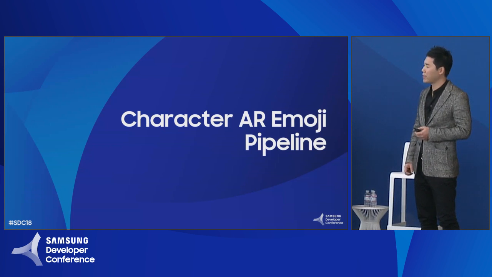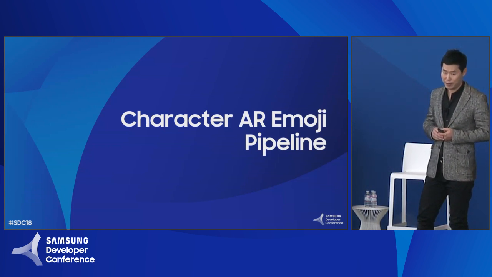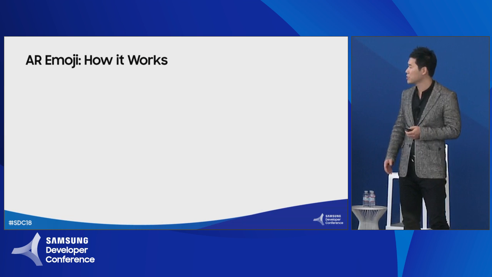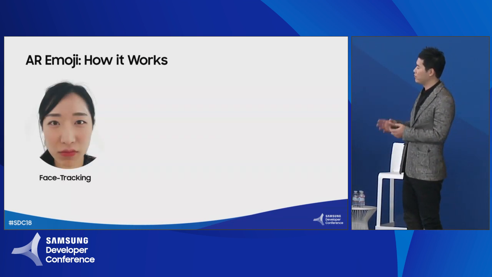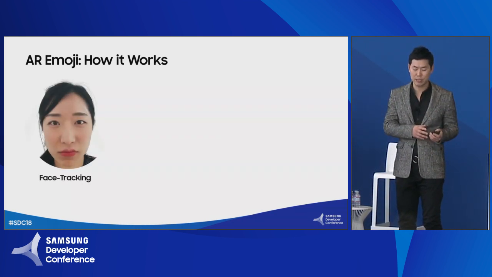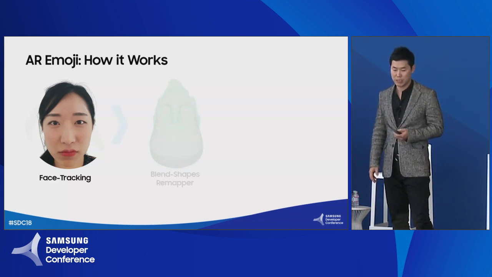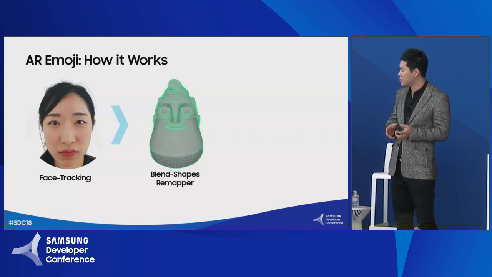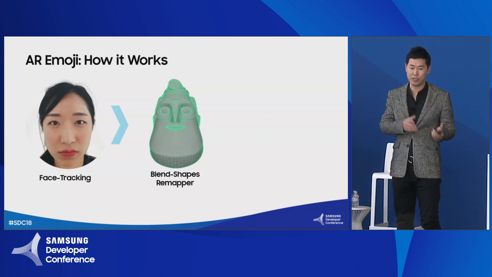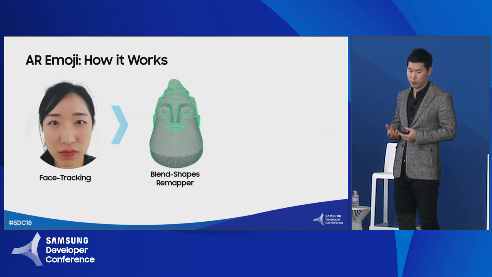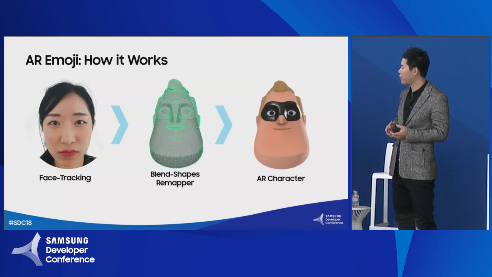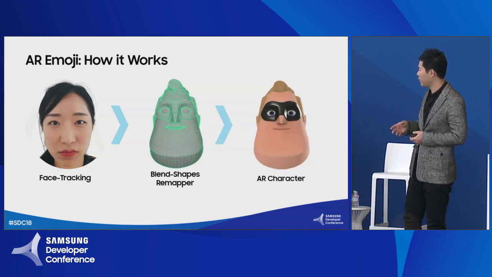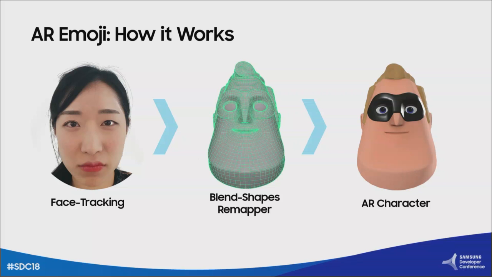Let me tell you about the character AR Emoji pipeline. So this is how it works. The device tracks the user's face, which is about facial expressions, and the mapper maps the blend shapes, which are like predefined facial expressions. Then the mapper controls the combination of the blend shapes of the characters. So it mirrors your facial expressions.